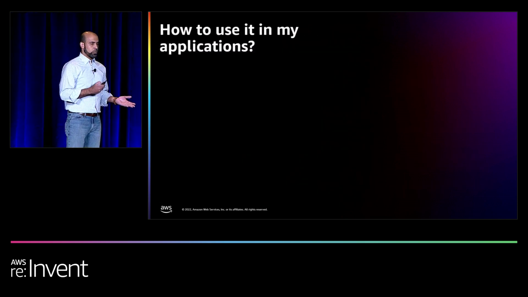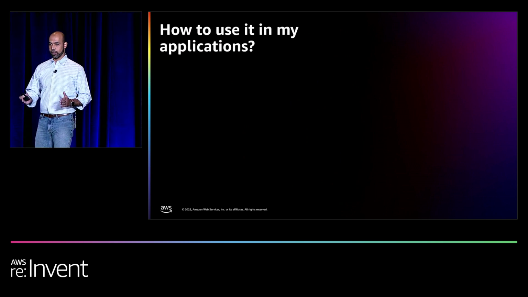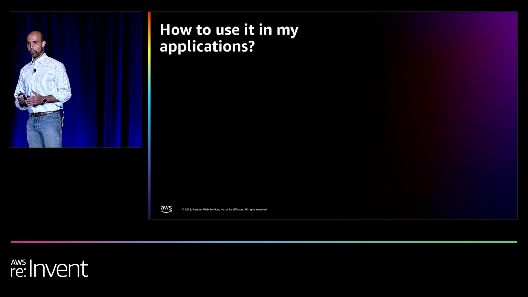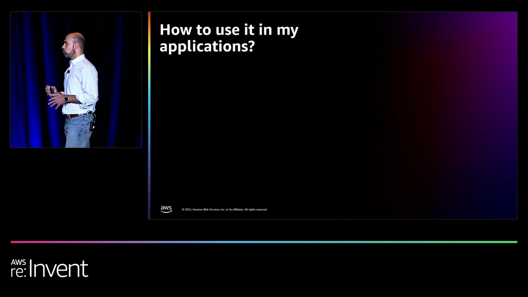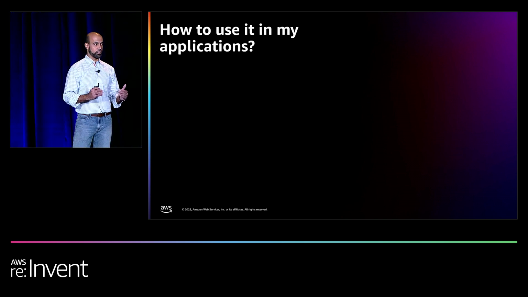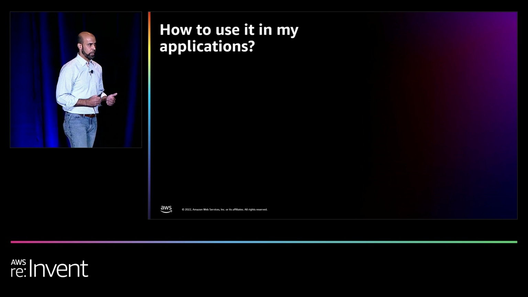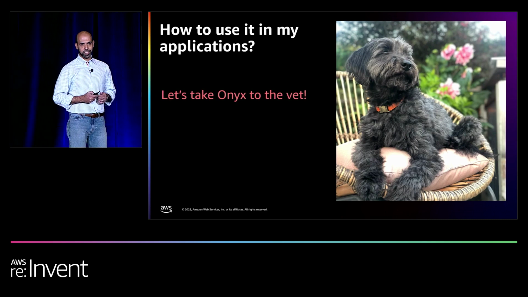This is what you do from the console to get started. As I mentioned, same thing can be done from the APIs and the CLI, so this can be baked into your CI/CD. It could be dynamic actions in your application as needed. So once I build my policy store, how do I use this at runtime to make authorization decisions in my app? We will look at this next, and for this, we will take Onyx to the vet clinic.